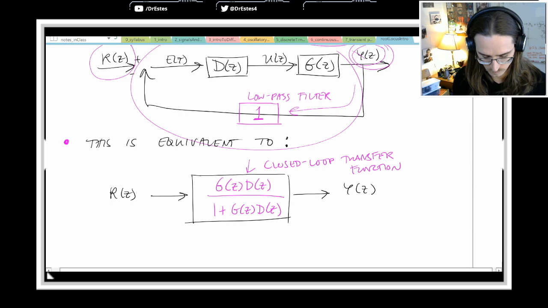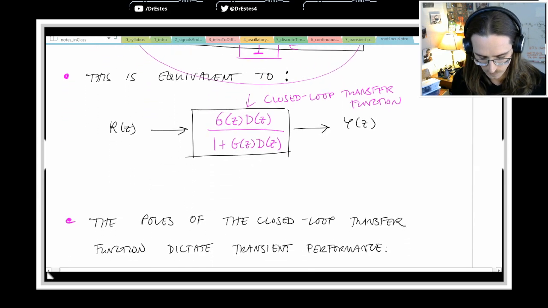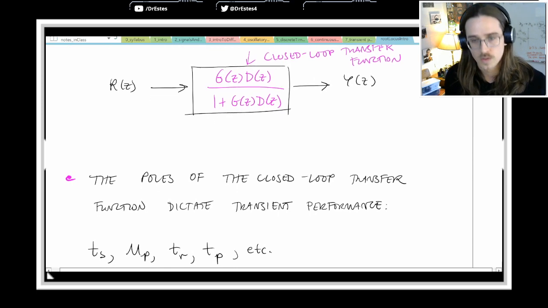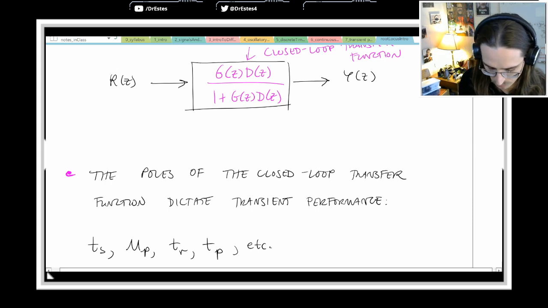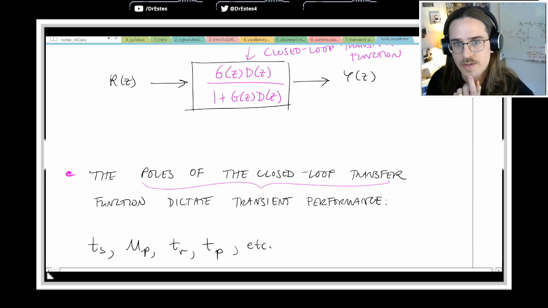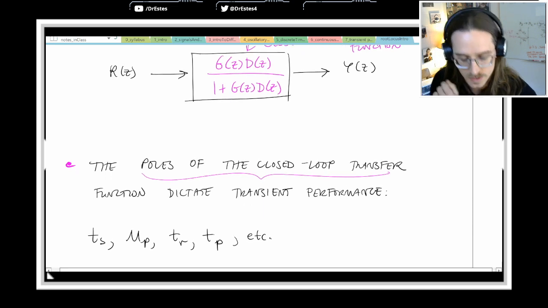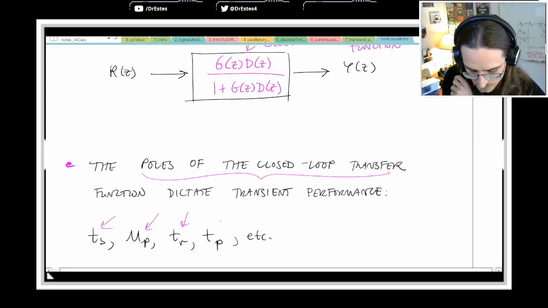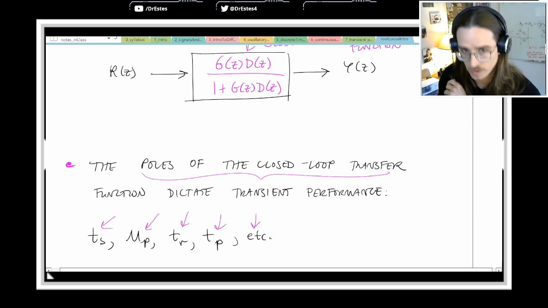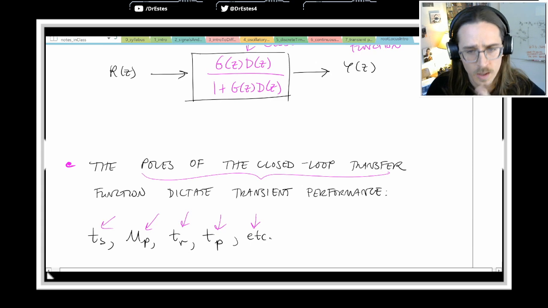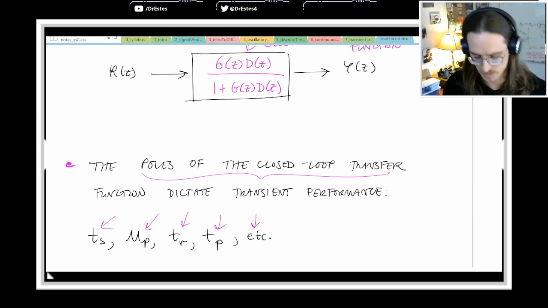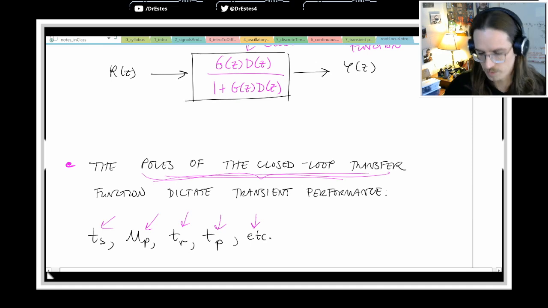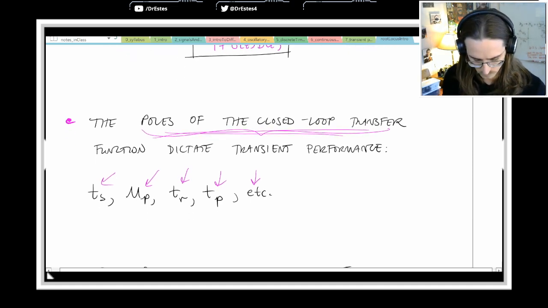All right. So here is the big deal. The poles of the closed loop transfer function, these are going to dictate the transient performance. So we're talking about settling time, overshoot, rise time, peak time, etc. And as control systems engineers, we're trying to make closed loop systems that meet these performance specifications. And so it all comes back to the poles.